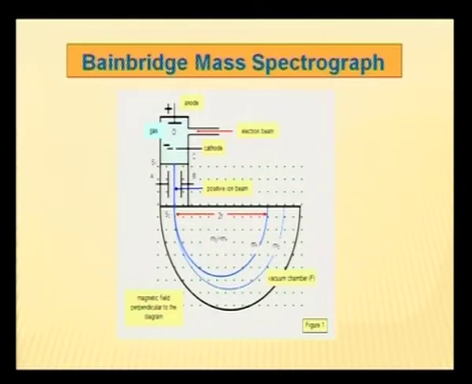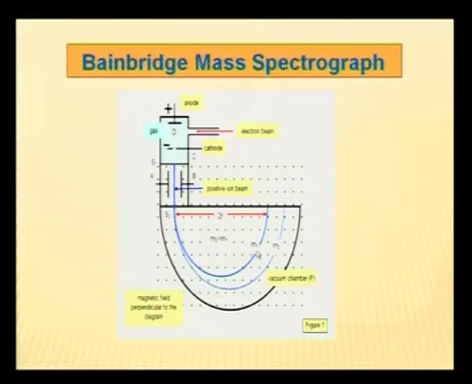This is a Bainbridge Mass spectrograph. You have an anode here, and the massive particles are passing through an electric field, and the magnetic field is applied perpendicular to the diagram. You apply the magnetic field along this direction, and the electric field you have in this direction. The positive ion beam, or positive rays, is coming here.